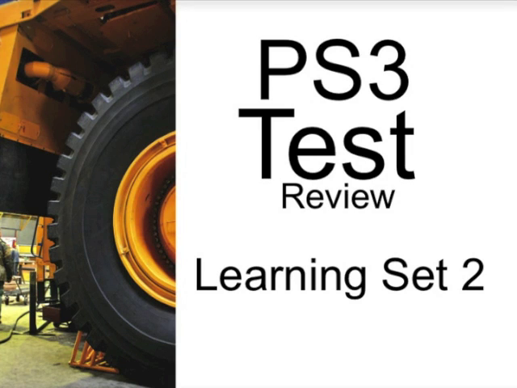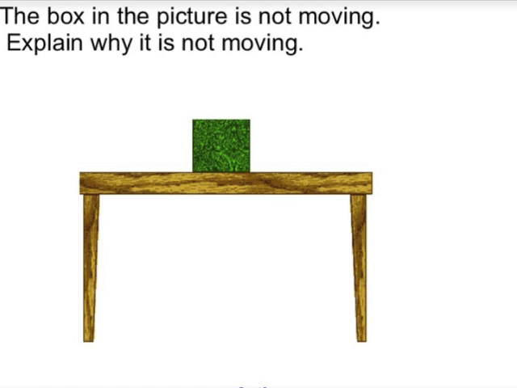Now the first question we're going to take a look at. The box in the picture is not moving. So when we look at this box right here, we know it's not moving. So I'm going to ask you a question. It might not be a box. It might be a can. Maybe it's a rock in the ground. Maybe it might be something else. But it will give you the general gist of what we're going to be asking on a test.